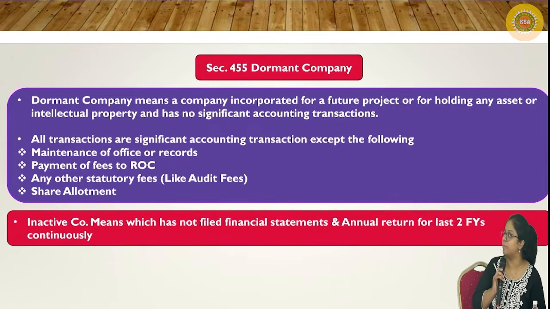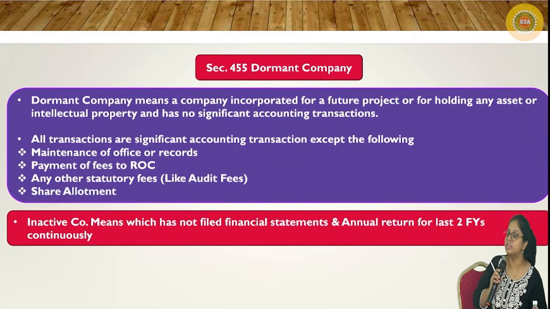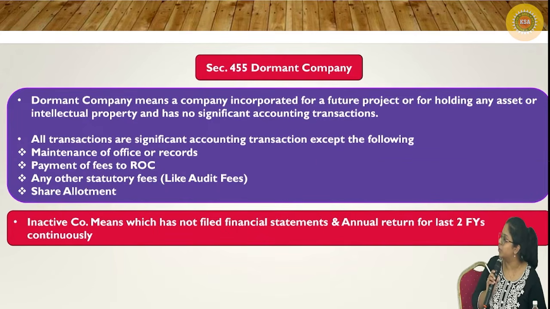Moving to the next special type of company, which is defined in Section 455, a dormant company. A dormant company is a company which is incorporated for any future project or holding any intellectual properties. It does not do any significant transactions. But can it do some normal transactions? Yes. What are the normal transactions? For example, paying an audit fees or paying administration charges or paying any fees to the ROC. These are considered to be non-significant transactions. If I do this, will I lose my status of dormant company? No, I will not lose my status of dormant company. I can still do that, right?